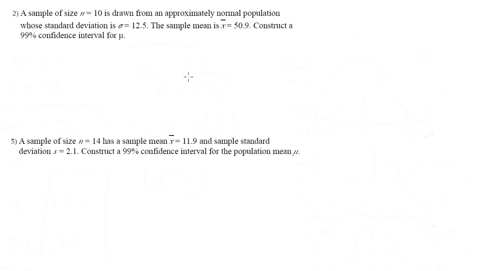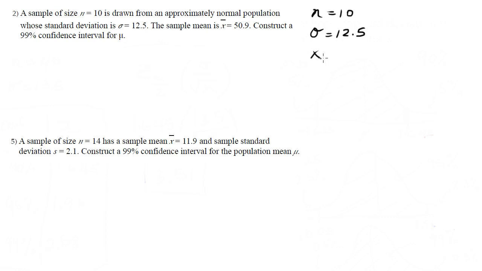I'll do numbers 2 and 5 in the same video because they both have a similar feel to each other. So number 2, a sample of size n equals 10. Sample size is 10, drawn from an approximately normal population. So the population is normally distributed. Perfect. And the population standard deviation is 12.5.